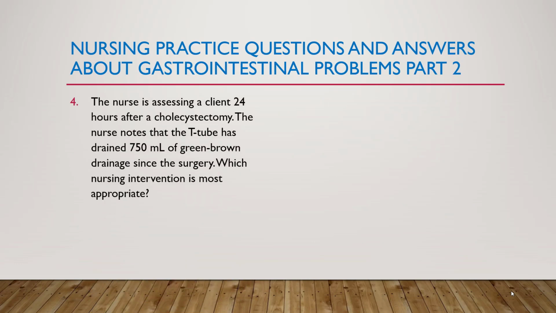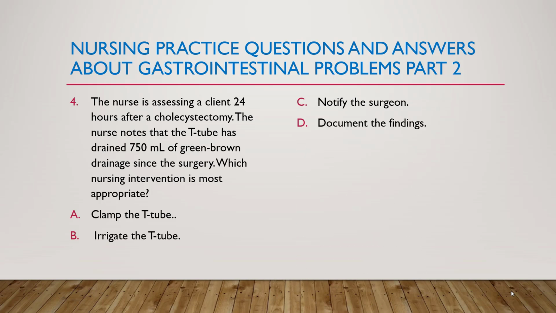Question 4. The nurse is assessing a client 24 hours after cholecystectomy. The nurse notes that the T tube has drained 750 ml of green-brown drainage since the surgery. Which nursing intervention is most appropriate? Option A. Clamp the T tube. Option B. Irrigate the T tube. Option C. Notify the surgeon. Option D. Document the findings.